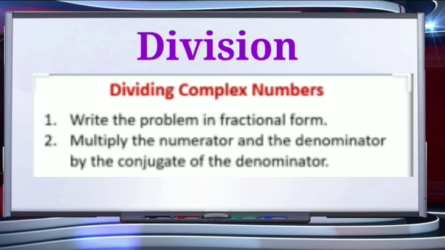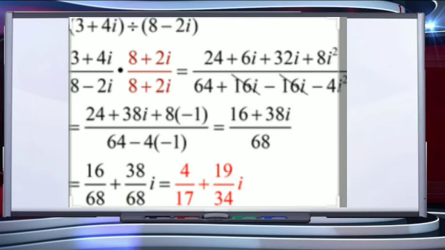Next is the division. For dividing the complex numbers, two things should be kept in mind. Very first is that we will write our problem in the fractional form, that is we will write it in the form of numerator over denominator. Next is to multiply our numerator and denominator by the conjugate of the denominator. Conjugate of denominator means changing iota to minus iota. Understand the same with the help of an example.